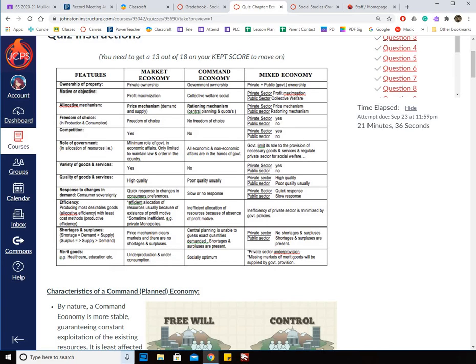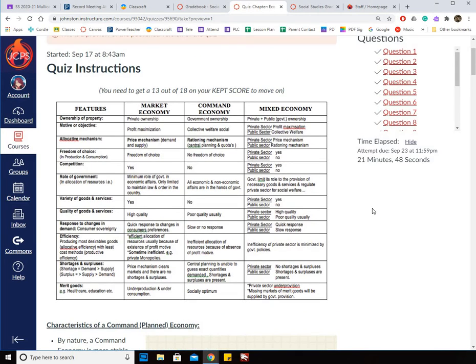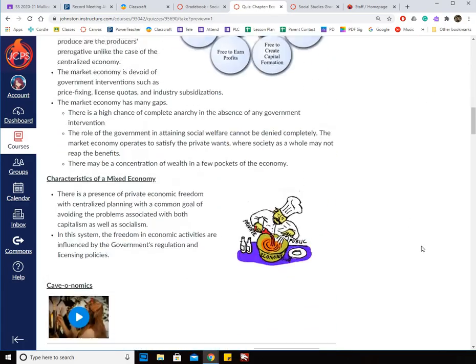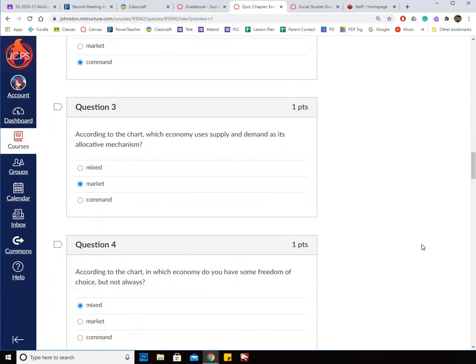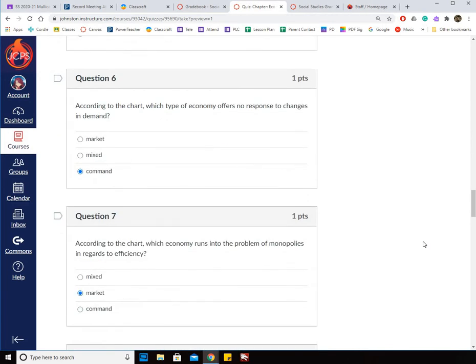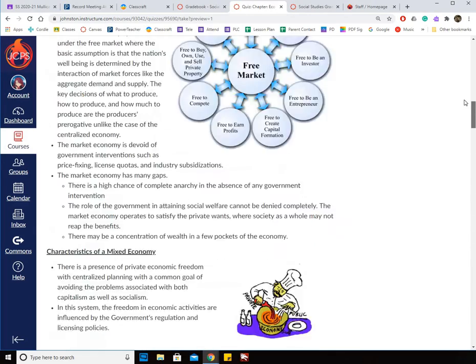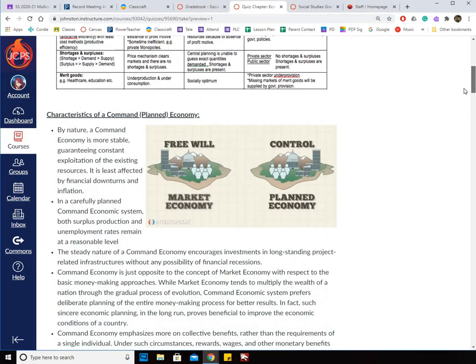Where was it? Hang on. Let me just put in, it is going to be command economy, and it's going to be that way because the government puts it at a certain price, and oh, it's in the, it's not in the chart. It's in here.